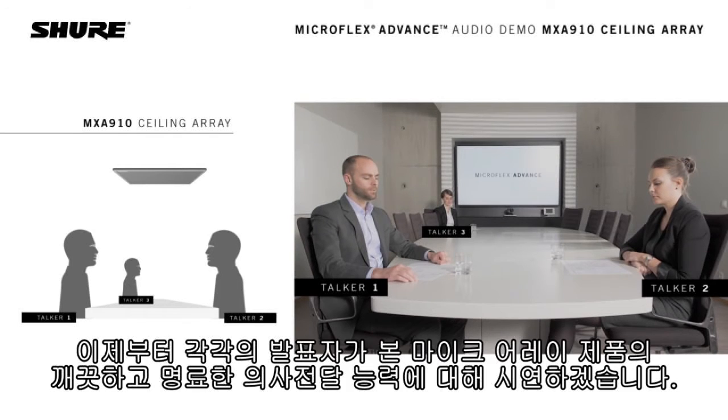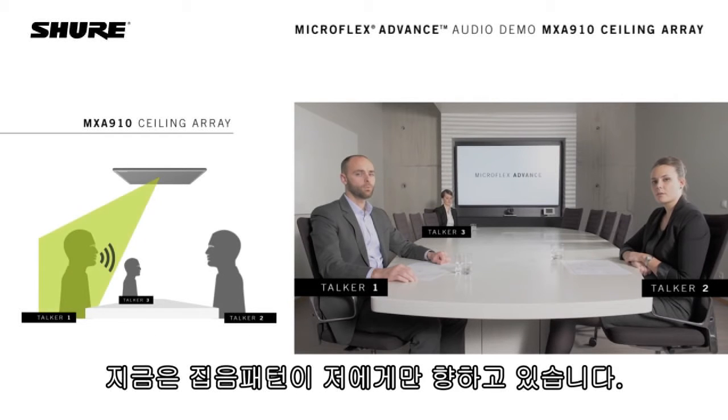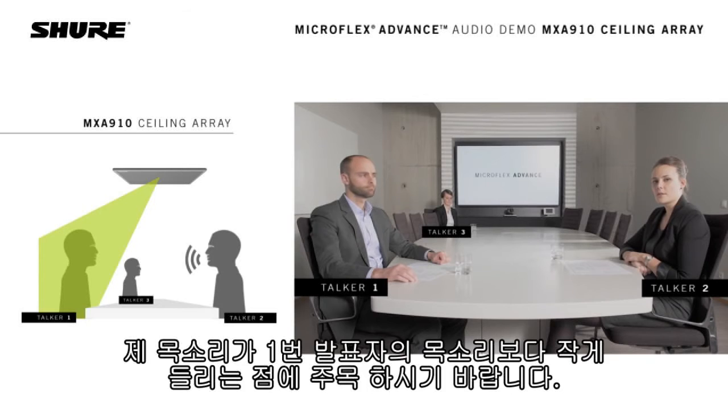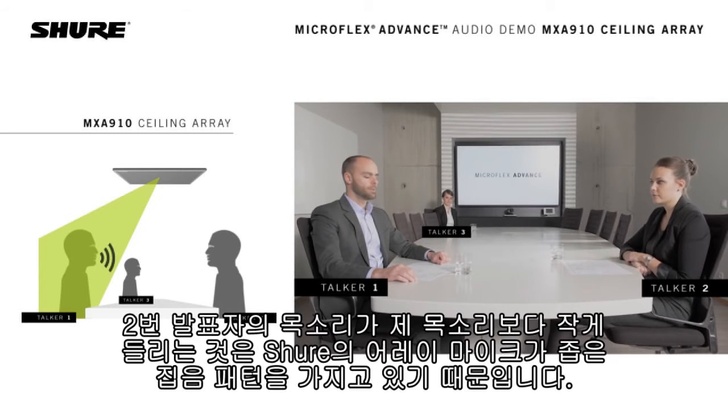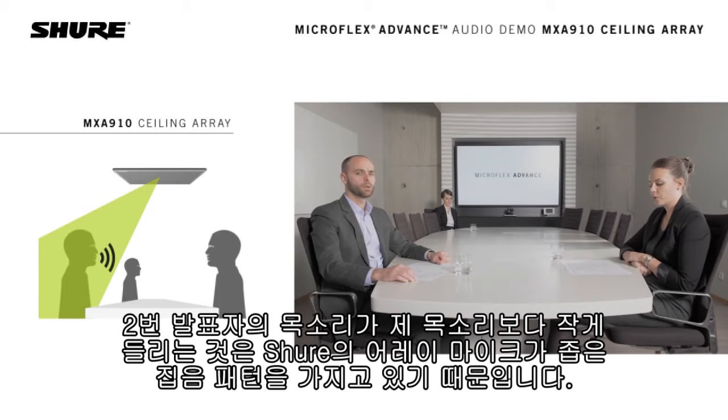We will now demonstrate the intelligibility and coverage capabilities of the array microphone. Right now, one lobe is pointed at me. Notice that my audio is quieter than Talker 1's audio. Notice that my audio is louder than Talker 2's audio since the Shure array has a narrow pickup pattern.